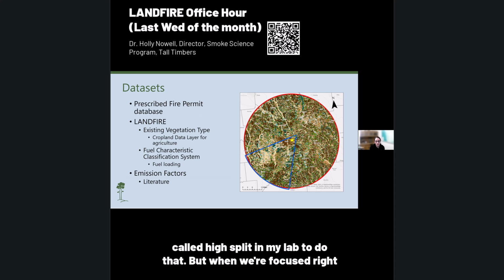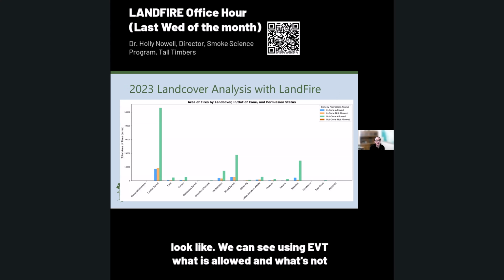But when we're focused right here, the results I'm about to show separate things in and out of the cone. So again, that's just a reminder of what a cone would look like. We can see using EBT what is allowed and what's not allowed. So this is looking at 2023 data with LANDFIRE.